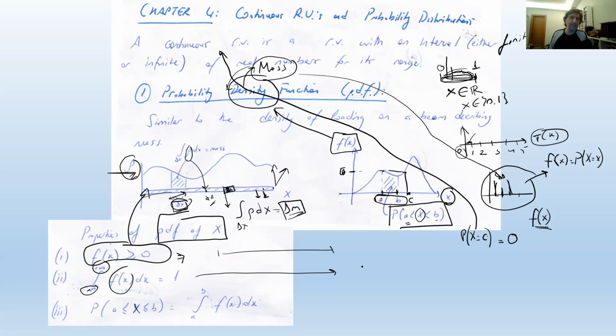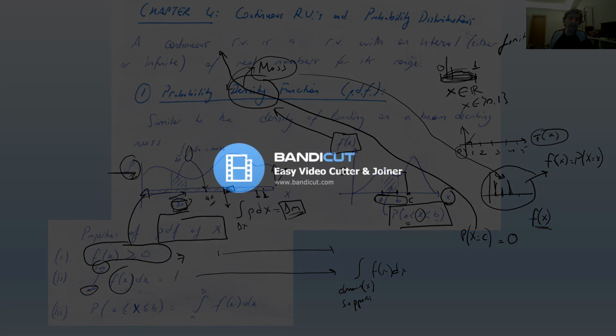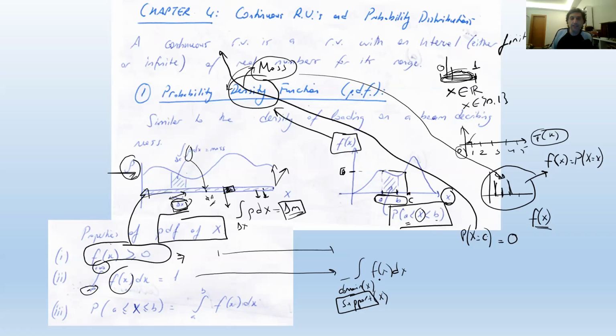You may also think about this integration over all the domain of x, or support of x. So when we integrate f over the domain or support of x, we are going to obtain the probability. And this is exactly what is suggested by the third property.